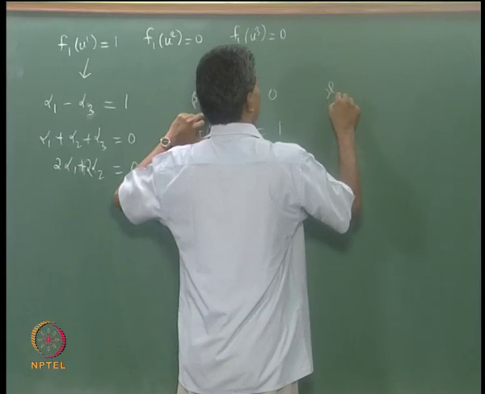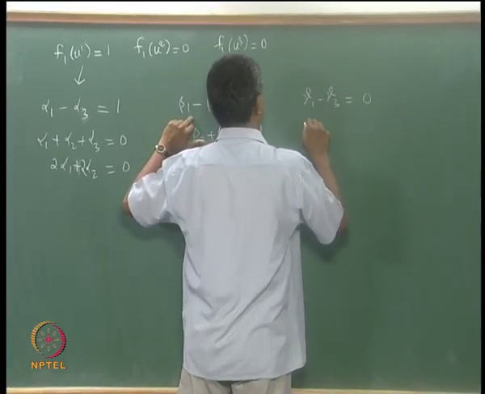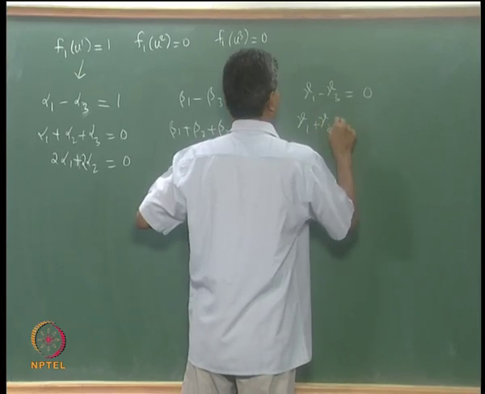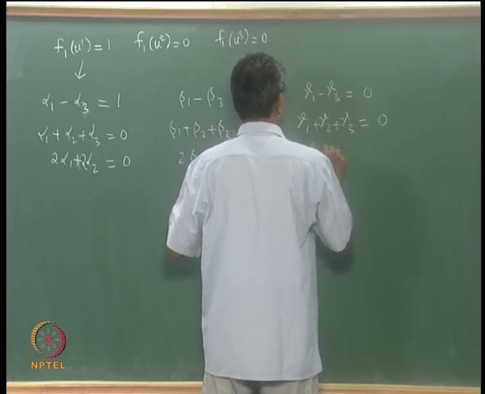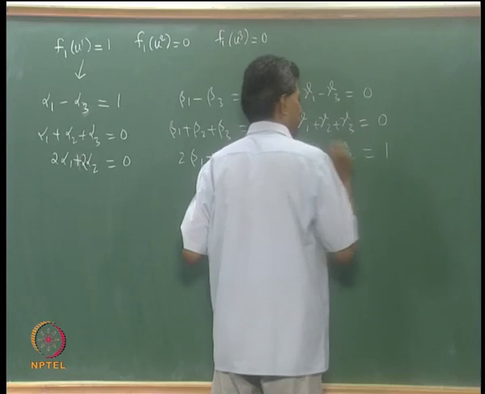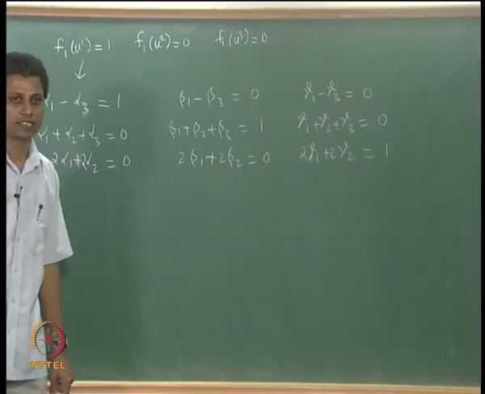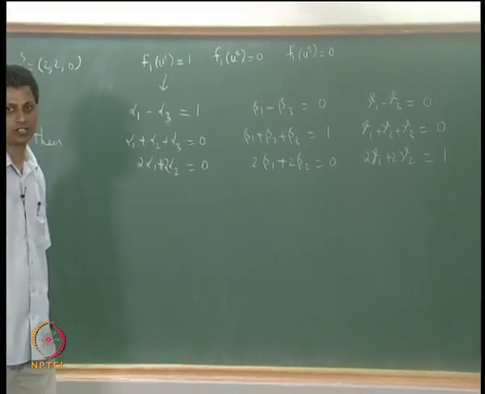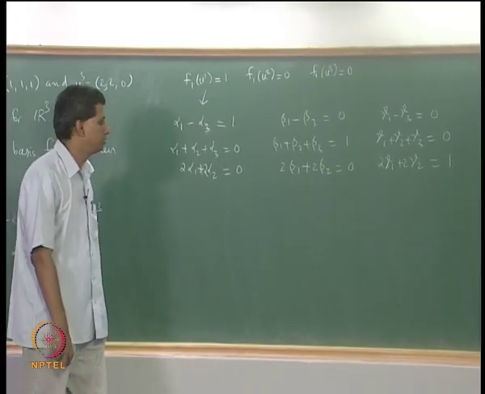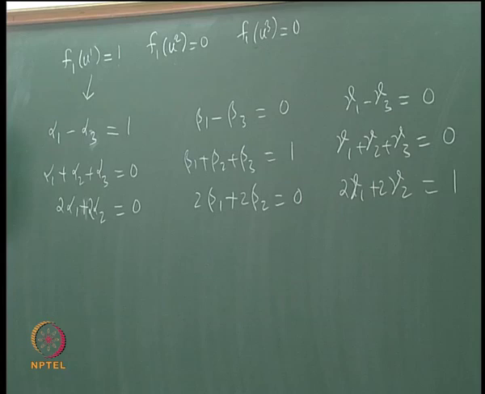The other system is gamma 1 minus gamma 3 equals 0, gamma 1 plus gamma 2 plus gamma 3 equals 0 this time. Finally, the last equation, 2 gamma 1 plus 2 gamma 2 equals 1. So it is essentially the same coefficient matrix A, and only the right hand sides change. So let us do it more efficiently than solving each of the systems individually. I will take the general right hand side, reduce it to the row reduced echelon form and then substitute these vectors.